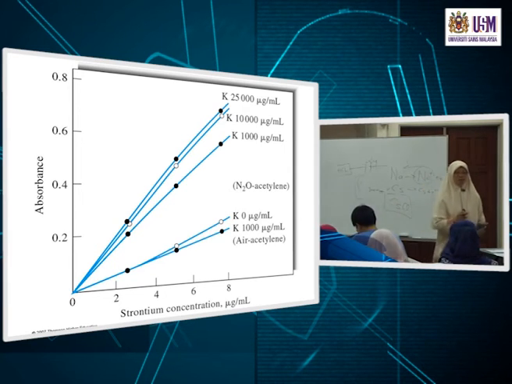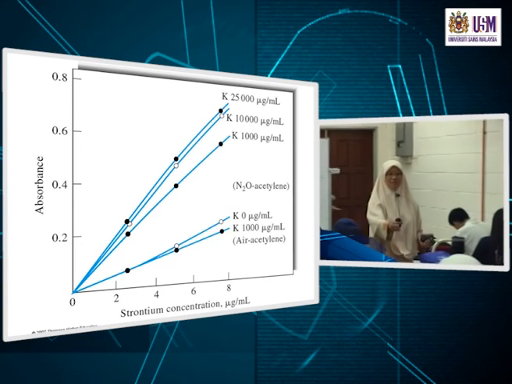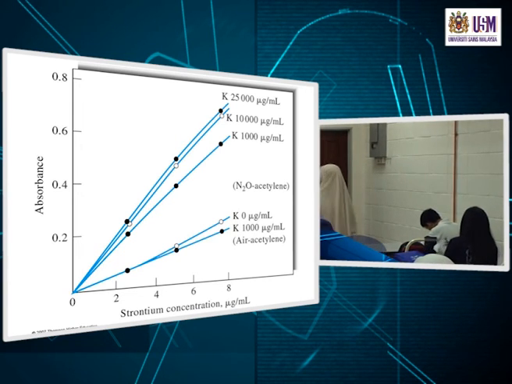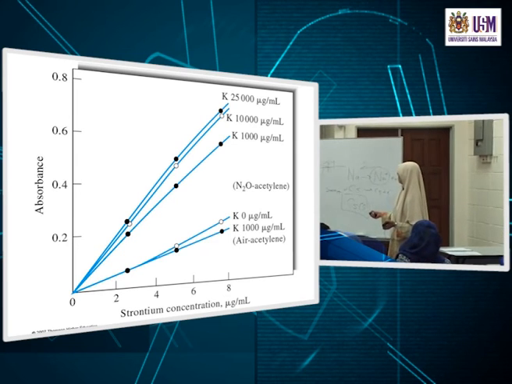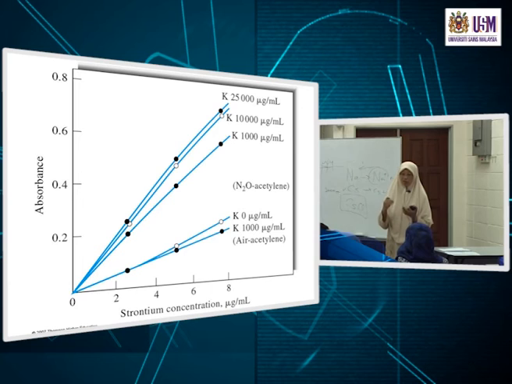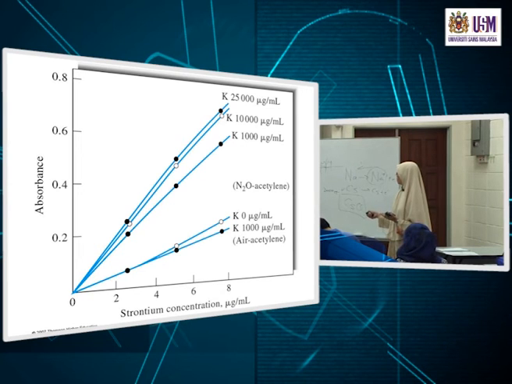Number two, what else can you tell me? In order to compare, you must take only one thing that's different, and the rest should be the same. So let's take the plot where potassium is also added. All these dots are standard solutions of strontium, but with different amounts of potassium added. So it must be potassium, 1000 ppm, an ionization suppressor.